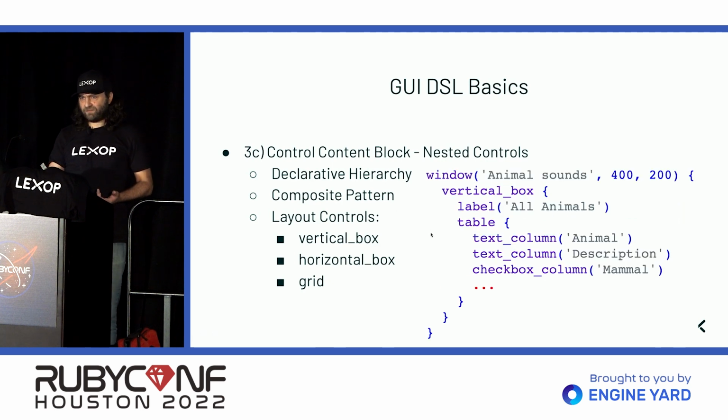And this is a more advanced example where a window has a vertical box within it, which has a label, which has a table, and then the table has table columns.